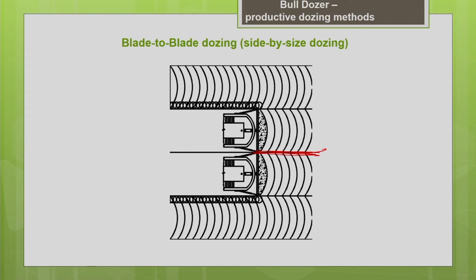But there will be some additional time taken for maneuvering. So the operator should be skilled enough to maneuver both the bulldozers in such a way that the blades are closer. By this I can reduce the end spillage at the end of the blade. But this cannot be adopted for very short haul distances, because you need sufficient time and distance for maneuvering.